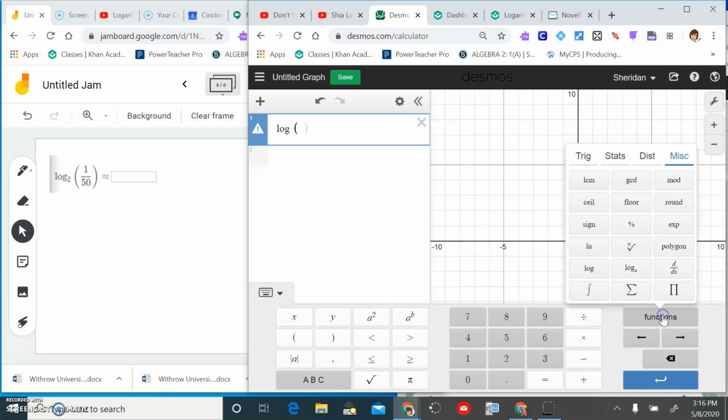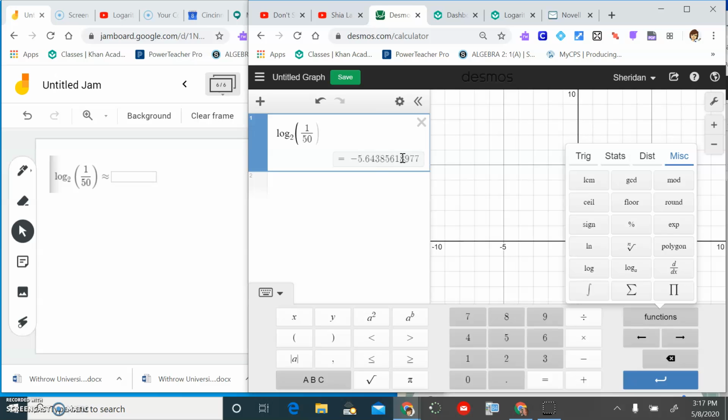Okay, I'll show you again. Functions, there's different menus. Pick Miscellaneous, and then you go over to log base anything you want. And we want log base 2, and then we'll type in 1 over 50. Bada bing, bada boom, there's the answer.